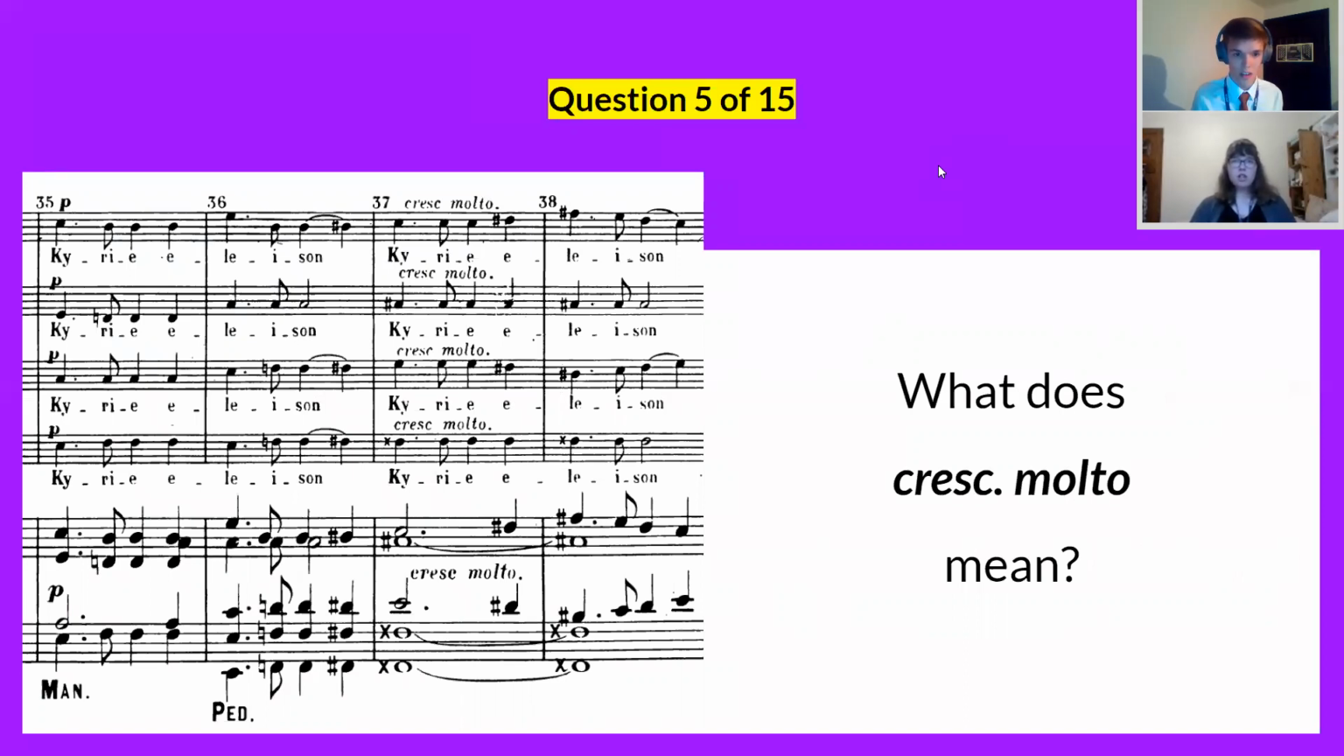Question 5. So in bar 37, it says cresc molto. What does that mean? So maybe try and think what cresc is short for. That might be a massive clue. And then what does it mean?